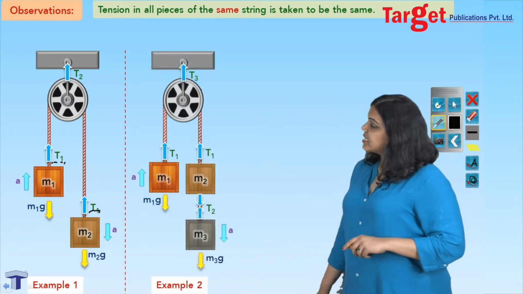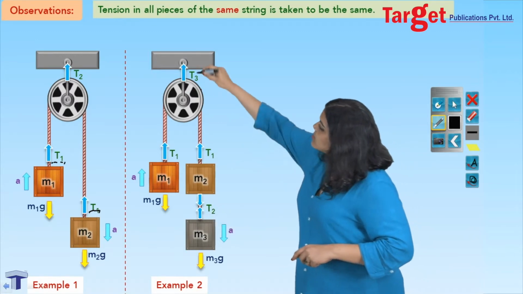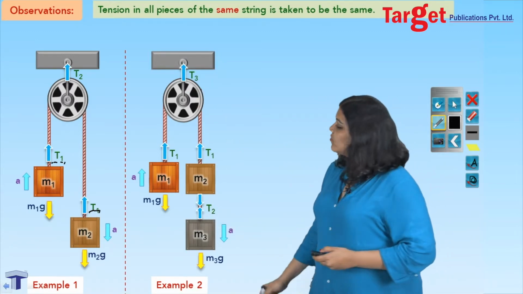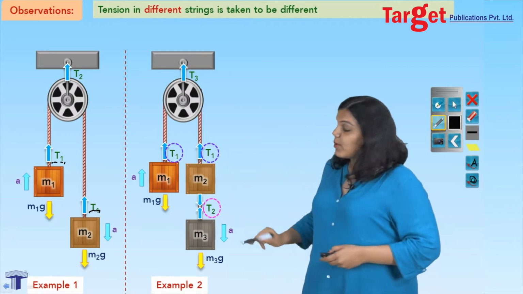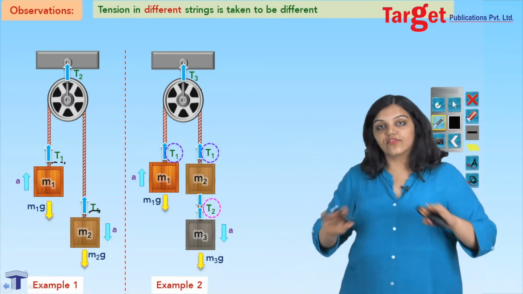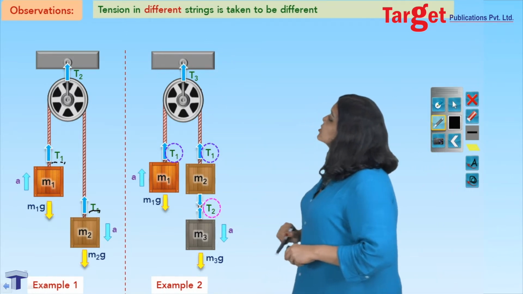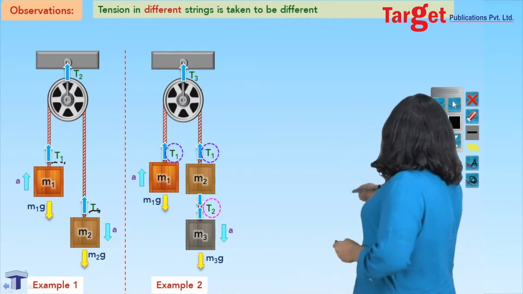However, if I look at my second example, then I know that this string and this string are all different strings, and therefore I can notice that this part was given T1 whereas this part was named T2. Why? Because this string and these two strings are different strings, and therefore the second point to note is tension in different strings is taken to be different.